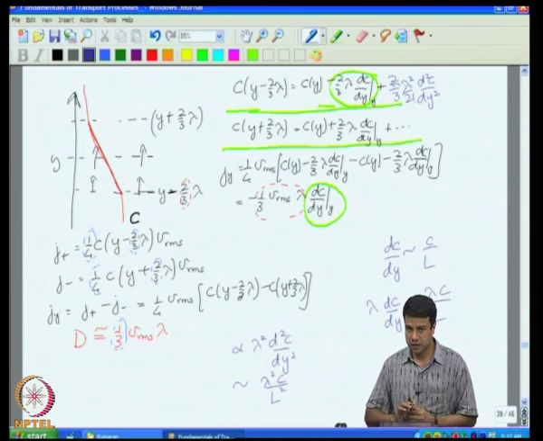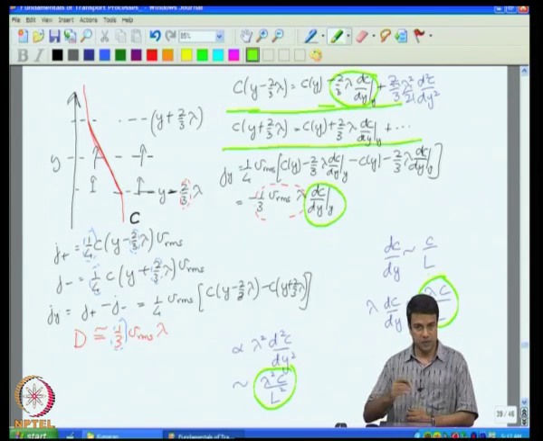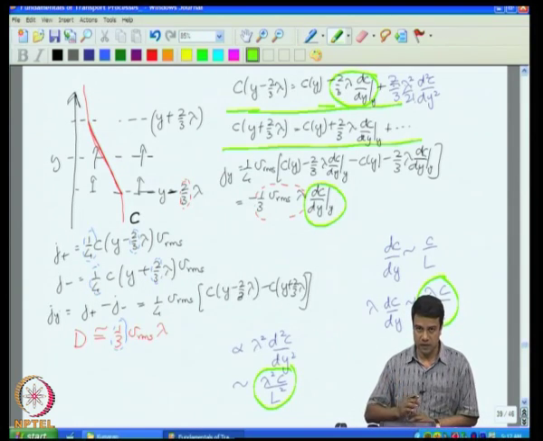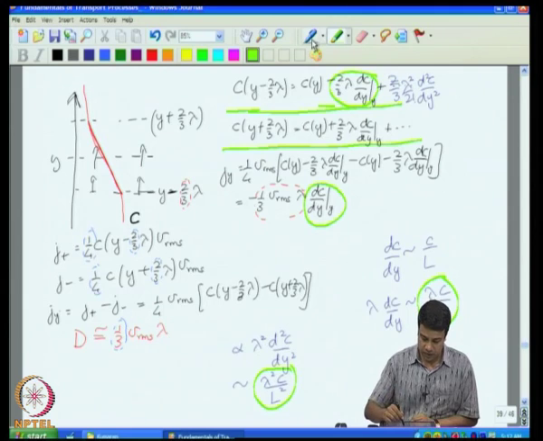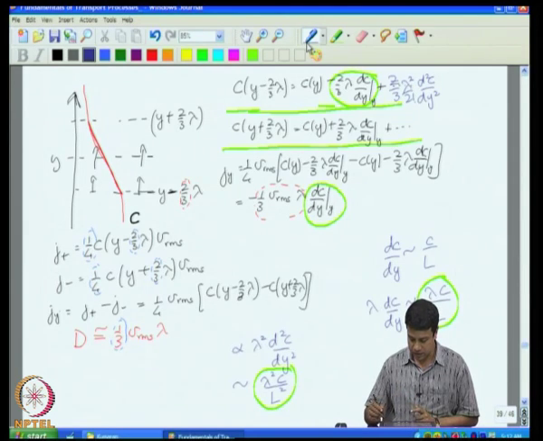When the mean free path is small compared to the macroscopic length scale L, then this second term is small compared to this first term. The third term is smaller still, and because of that I can neglect all higher terms. So, diffusion is a phenomenon that can be described by continuum equations only when the macroscopic length scale is large compared to the mean free path or the microscopic scale in the system.